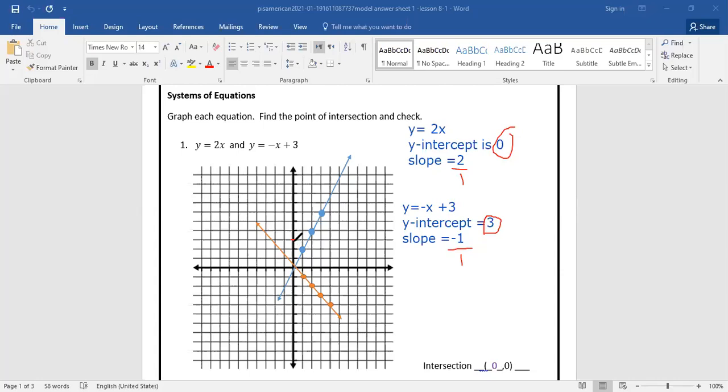Then we will start from 3, then it will be 0, 1, 2, 1 down and 1 to the right, and then 1 down and then 1 to the right, and then 1 to the right. After that, we will connect the points together.